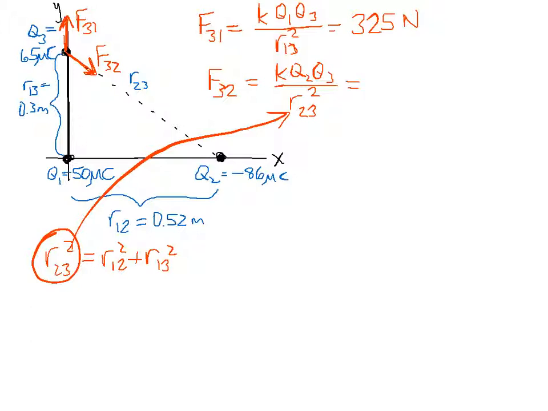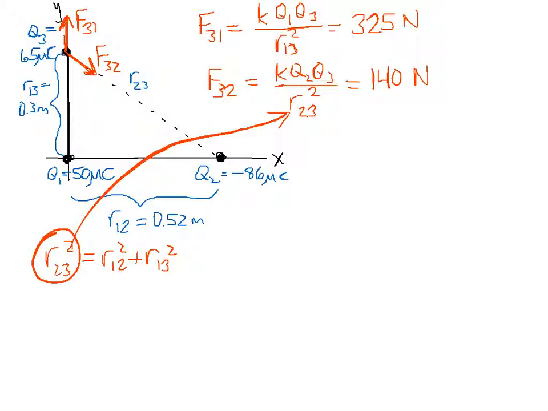So the K is 9 times 10 to the 9th. The Q2 is 86 times 10 to the negative 6. Remember, don't put the negative signs in these equations. We take care of the negatives later when we deal with direction. The Q3 is 65 times 10 to the negative 6. And the R23 squared is going to be down here. It's the 0.52 squared plus 0.3 squared. You can put all that in for the bottom. And when you do all that, you'll get an answer of 140 newtons.